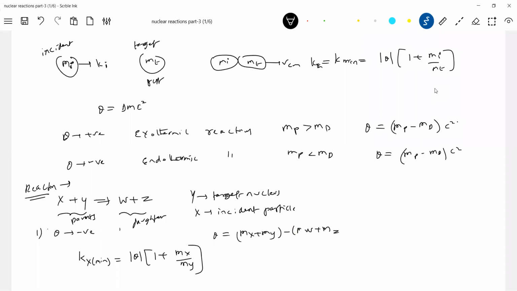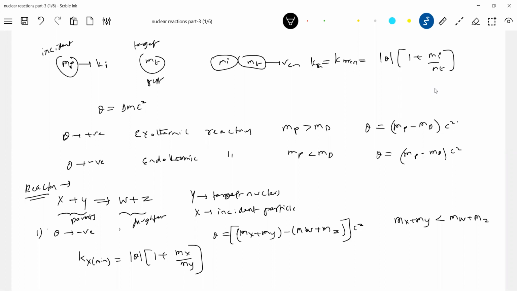I'm first generalizing it so that numericals will be very easy for you to analyze, because if I jump straight to a numerical, you'll have a lot of trouble. So I'm very sure Q is negative, because mx plus my is less than the products. Therefore, we have to supply the energy. What minimum energy? This one. Next, what will happen if you supply energy more than this?